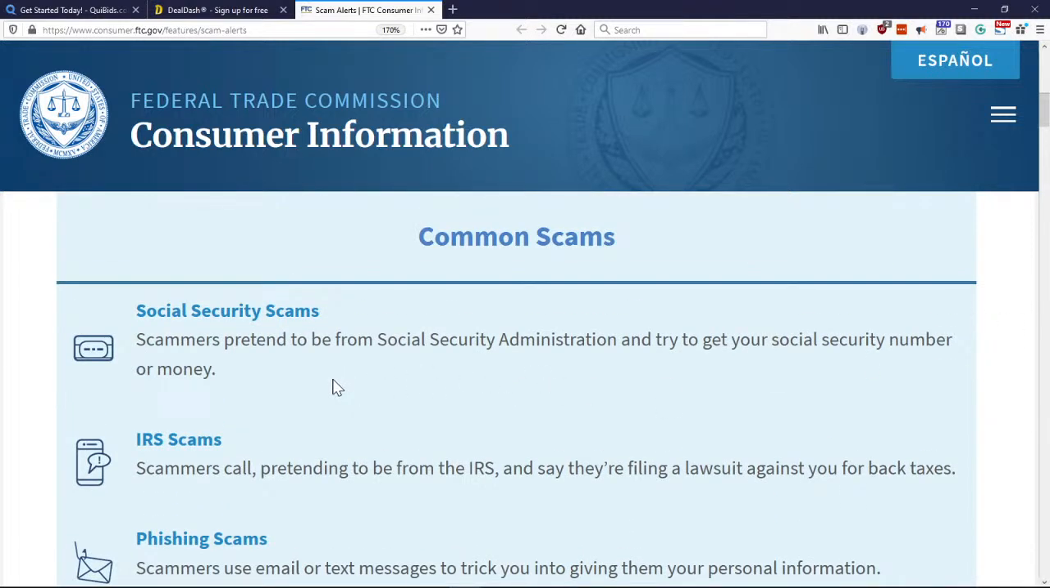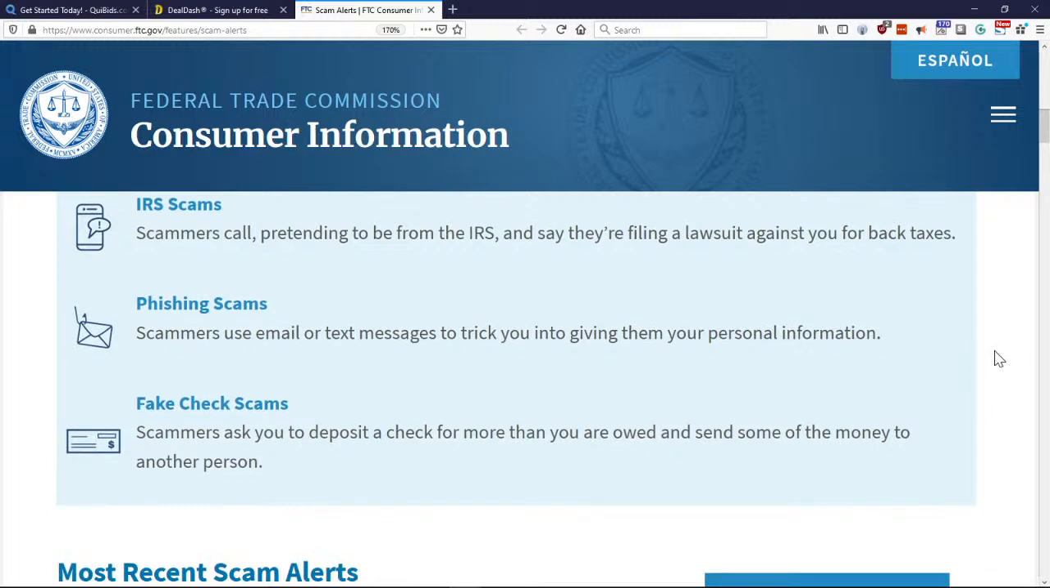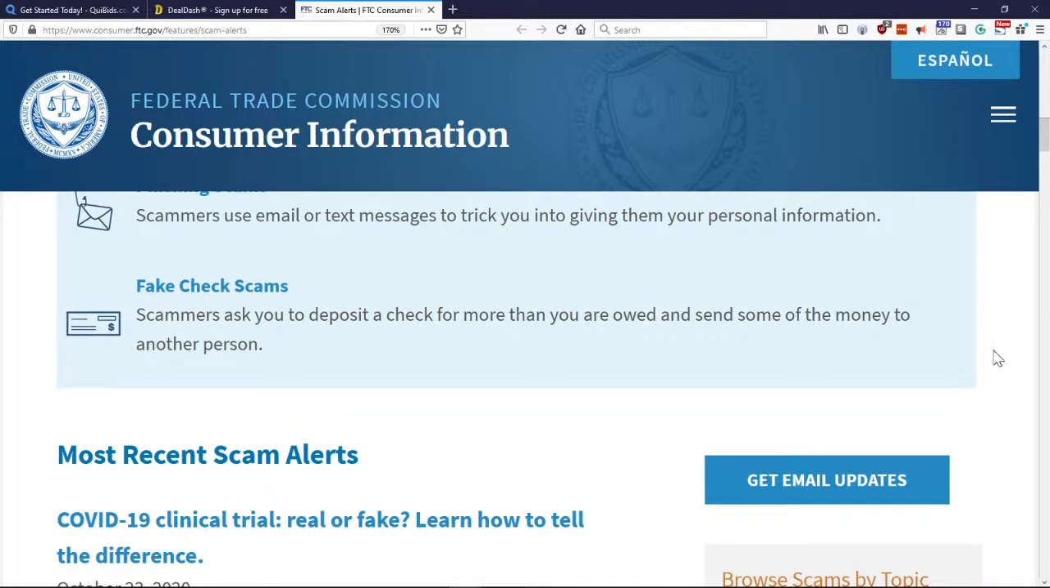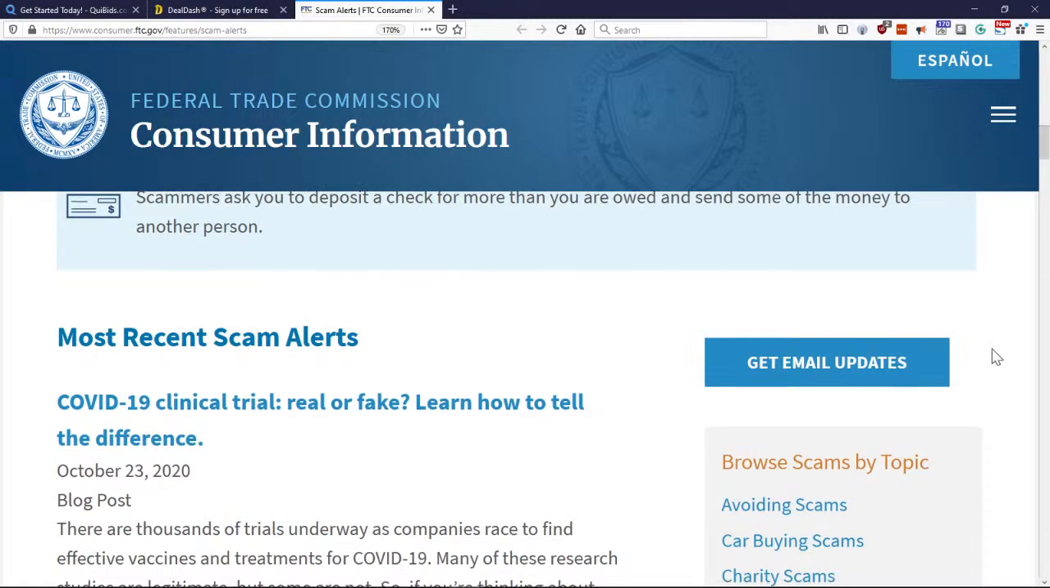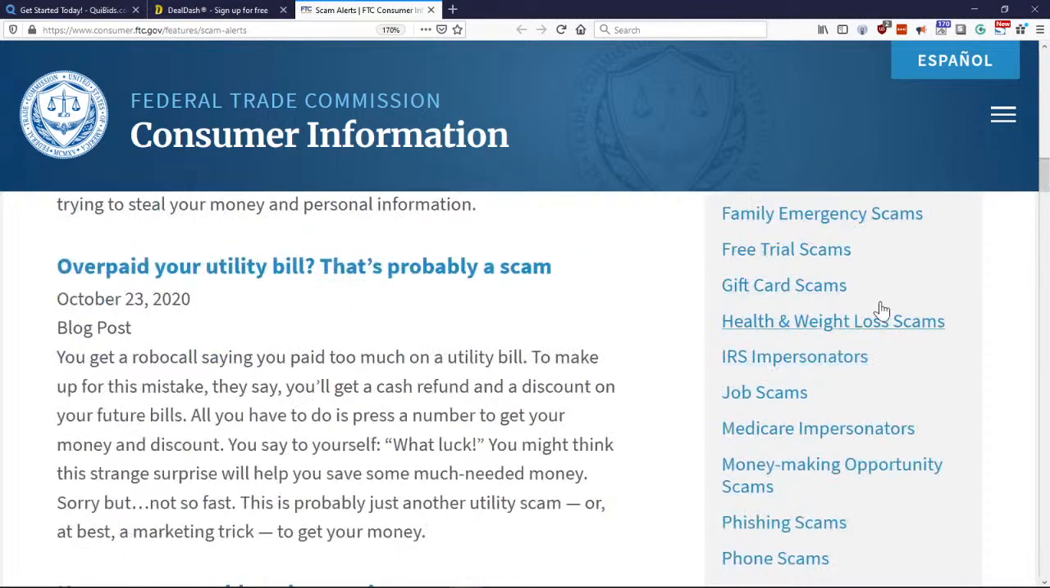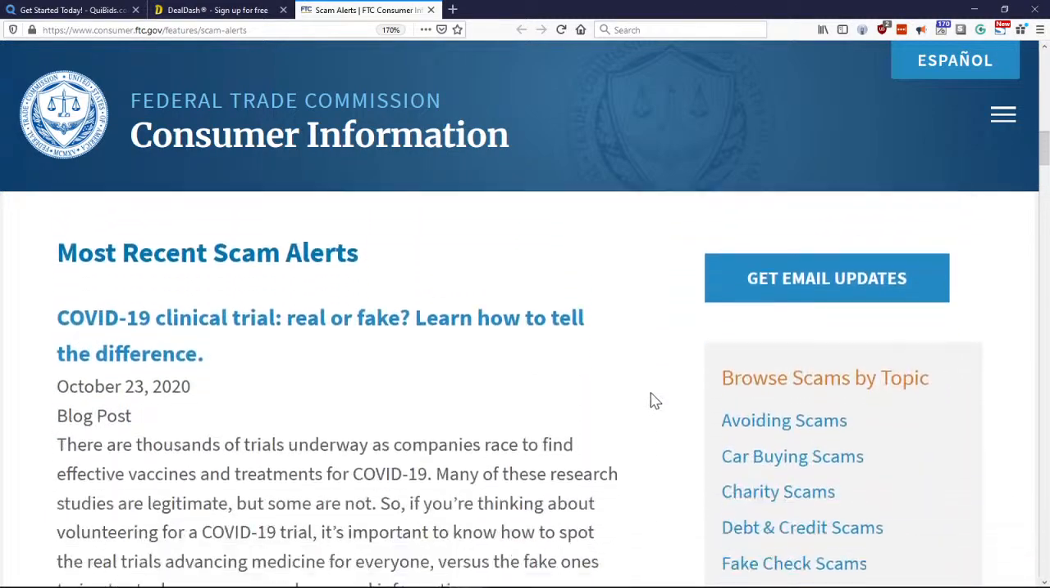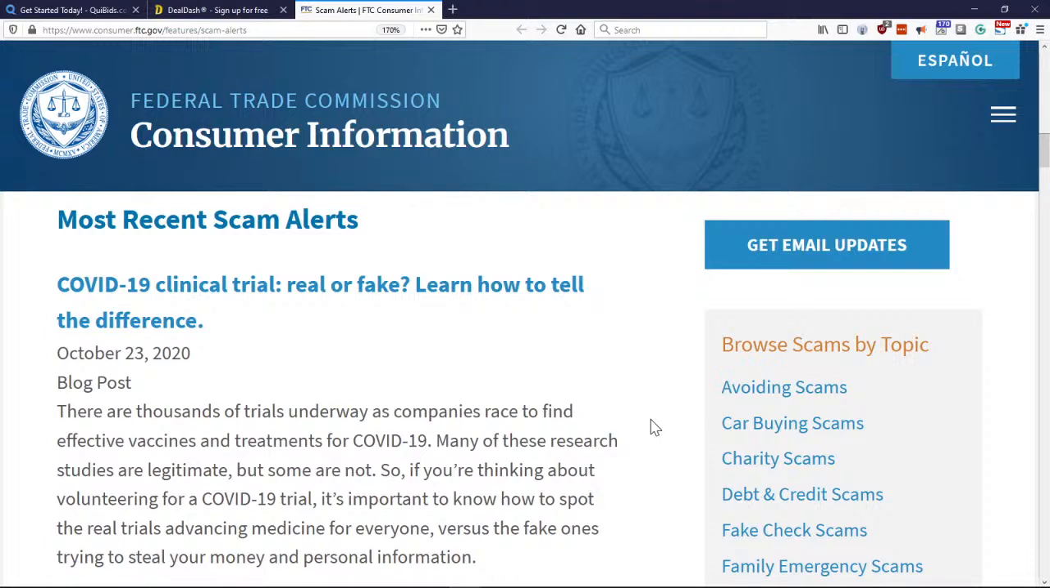They go into things about Social Security scams, IRS scams, text, phone calls, phishing scams, fake check scams, and this is their recent scam alert. They have a whole bunch of different categories over here. The biggest one here is that someone's contacted you, saying something. It's odd. You're like, I've never heard of this before. This is different. This is strange.